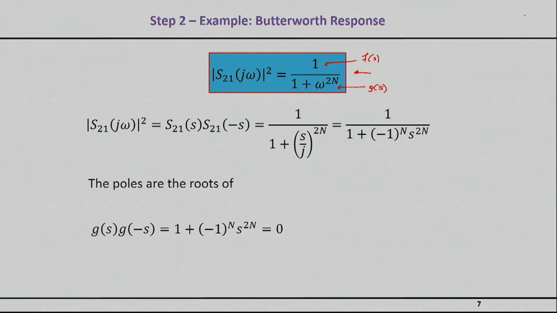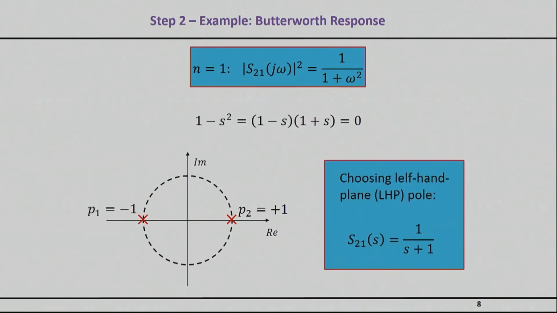And if you do the process that I just described, so you go from the magnitude to the continuation in the s plane, then you just take this expression, you replace omega with s divided by j, and therefore you will basically get the expression shown right here. So basically the poles of this function here are going to be the roots of this polynomial down here.